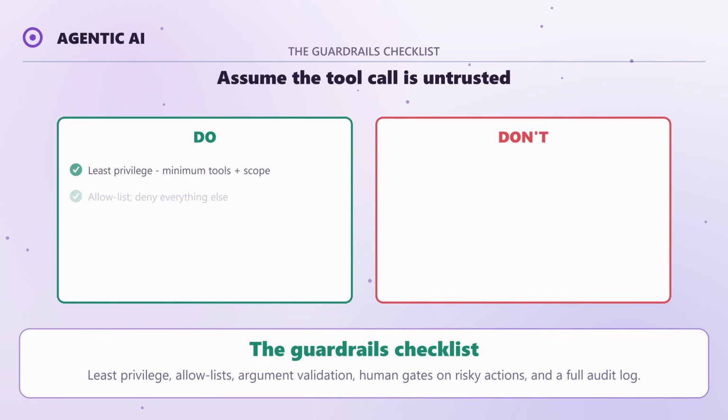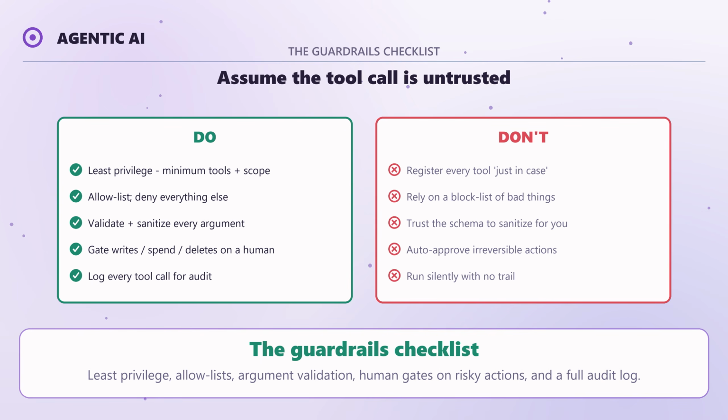So the checklist. Do. Least privilege, minimum tools and scope. Allow list and deny everything else. Validate and sanitize every argument. Gate writes, spend, and deletes on a human. And log every tool call for audit.